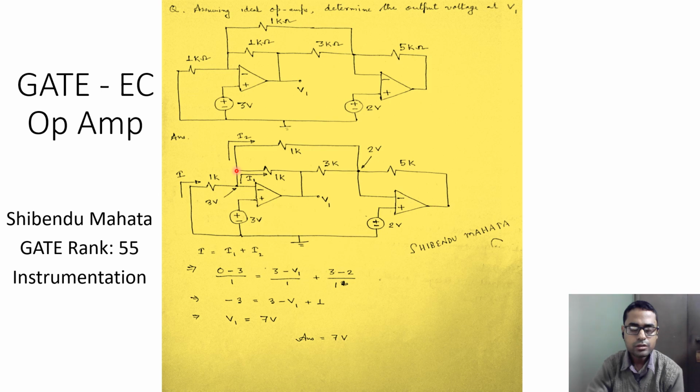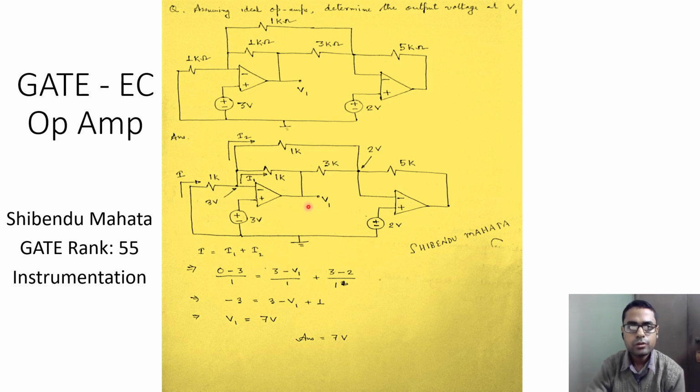That is the current I1. And then finally you have I2, which can be written as it's flowing from this node. So this is 3 volts minus 2 volt divided by 1 kilo ohm. And therefore the expression becomes (0 minus 3) by 1 is equal to (3 minus V1) by 1 plus (3 minus 2) divided by 1. And we can go ahead with solving this little algebra, and V1 turns out to be 7 volt.